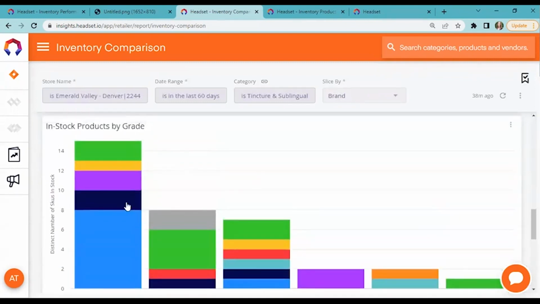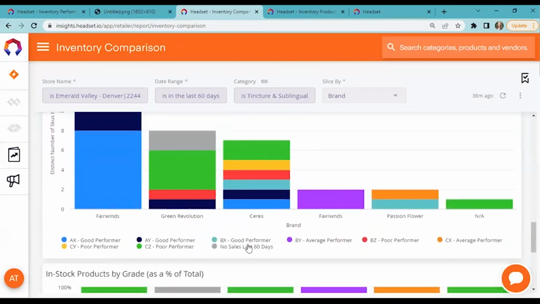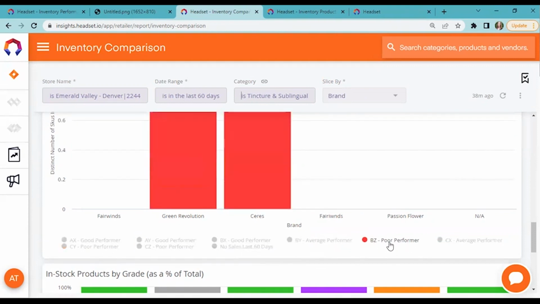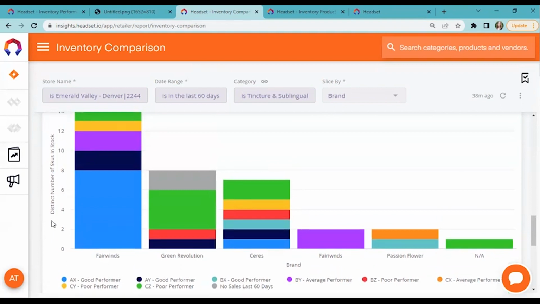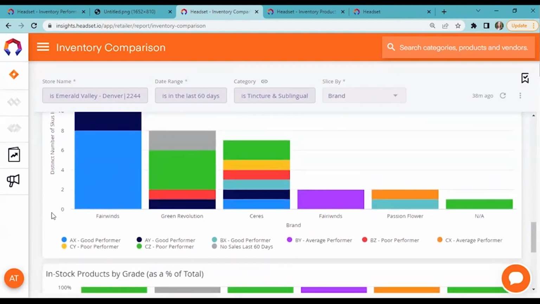So that's a little bit about the in-stock product grade. You can also click on and off any one of these by clicking the Alt key and clicking the actual word of the grade. So if we only want to look at poor performers, for example, we can click Alt and then click that on. And then likewise, if you want to turn them all back on, that's just a tooltip there. But hopefully this makes sense.